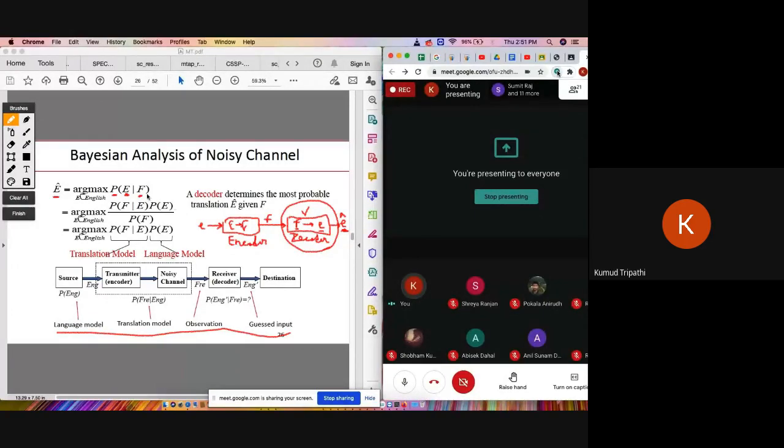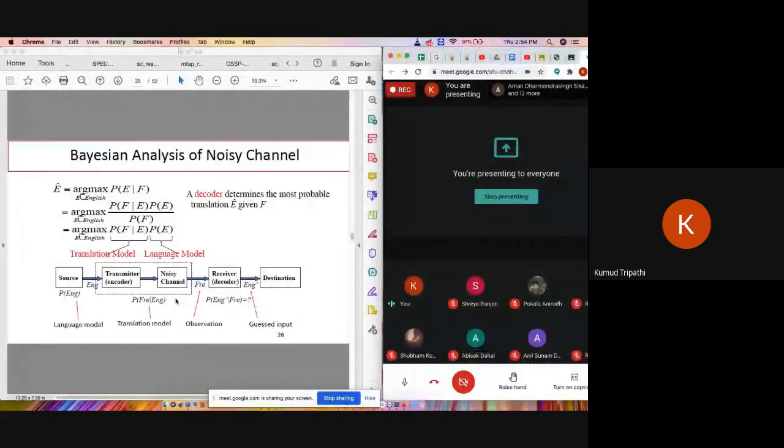So for maximizing this, this formula can be further simplified using the Bayes rule, into this form. Here you need to understand the first term, the probability of the foreign language given the English language. This is the encoder information. This encoder is called the translation model. So here it is written: this is encoding and is called the translation model. And this one, the probability of E, the input, is given by the language model. We have already studied how to create the language model using the n-gram model. So both pieces of information are required here for generating the actual sentence.